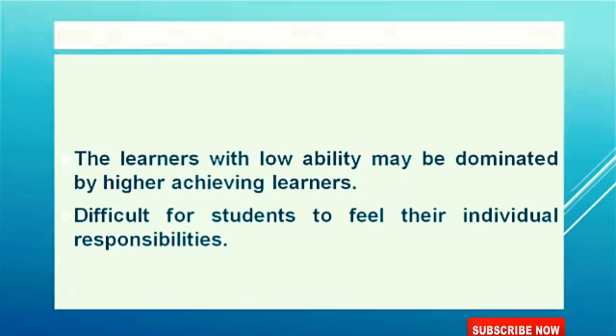The learners with low ability feel they may be dominated by the high achieving learners. In cooperative learning, learners of various kinds sit together. Many times, the low achievers can be overshadowed by the performance of the high achievers, or the low achievers may feel neglected in a group also.